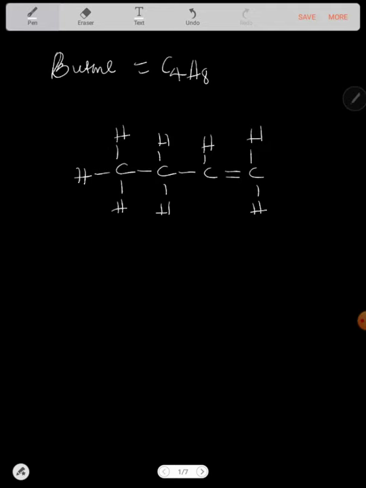So that's how you can do the display formula of all alkanes and alkenes. See you in the next video. This is just an introduction. Next we'll look at properties of these, reactions, and many more.